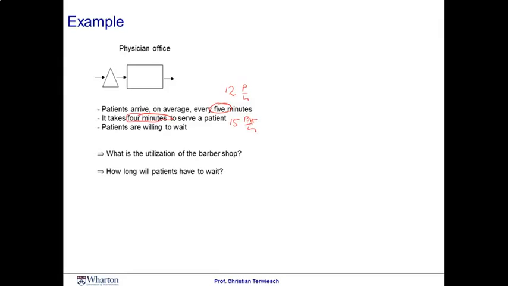We can compute the utilization now as a ratio between the flow rate to capacity, and the flow rate, remember, is the minimum of demand and capacity, and so the flow rate is 12, the capacity is 15, and we have a utilization of 80%. Surely in this practice, no patient will ever have to wait. Or maybe they have to?